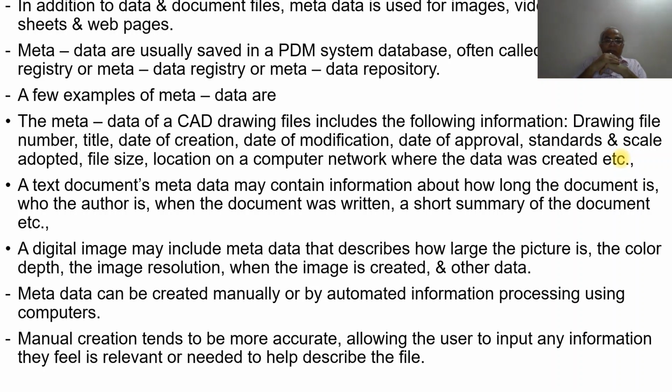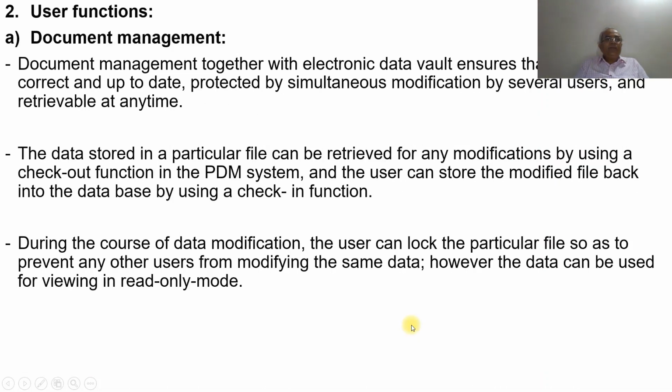A digital image may include metadata that describes how large the picture is, the color depth, the image resolution, when the image was created, and other data. Metadata can be created manually or by automated information processing using a computer. Manual creation tends to be more accurate, allowing the user to input any information they feel is relevant or needed to help describe the file.